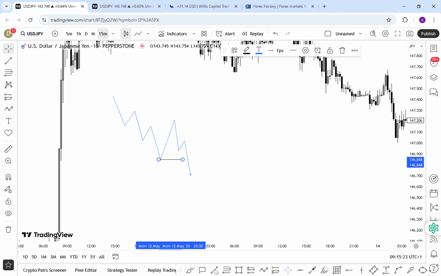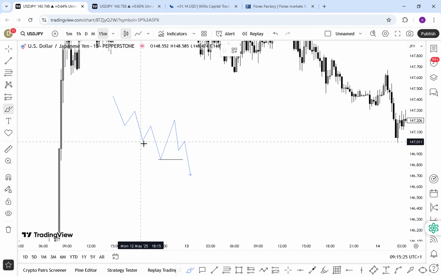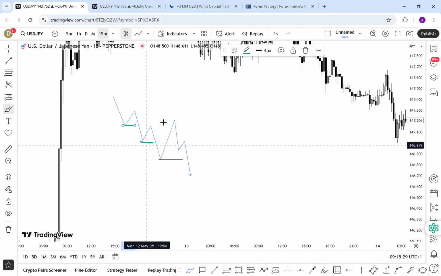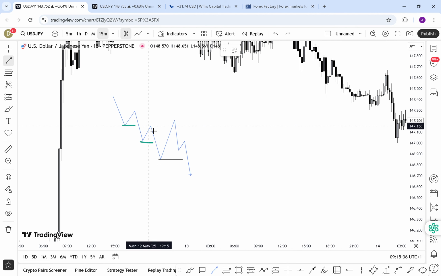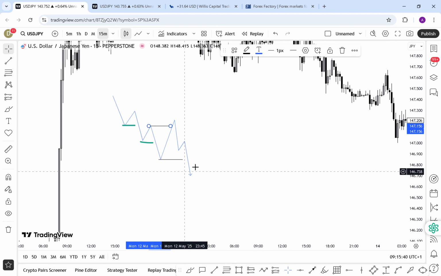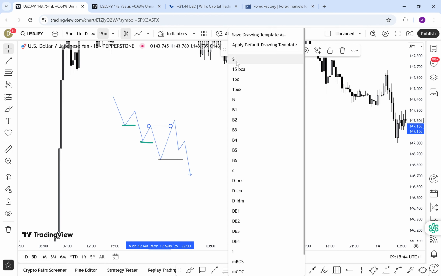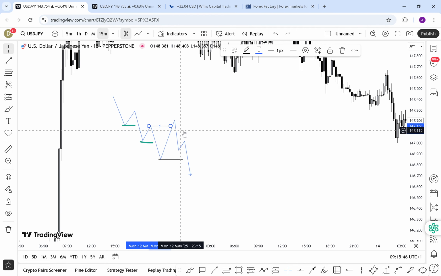Not this. This is not valid. This is not valid. This is just impulse and correction. But if you are looking at a break of structure, the market must come back to take at least one of this correction like this. So after taking out this level, we have this level. We used to call it inducement. Some people call it liquidity, whatever. So once you identify this, we have a break of structure now.